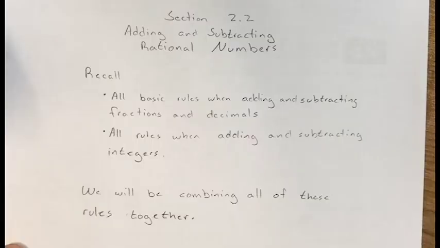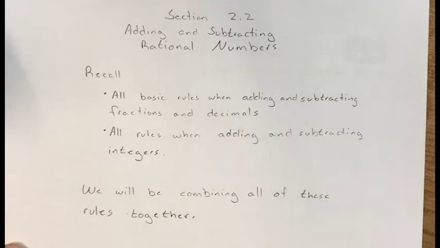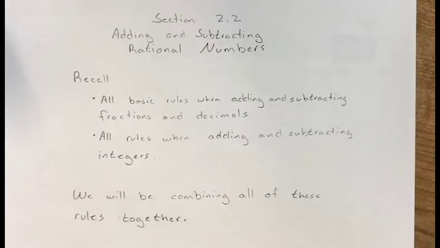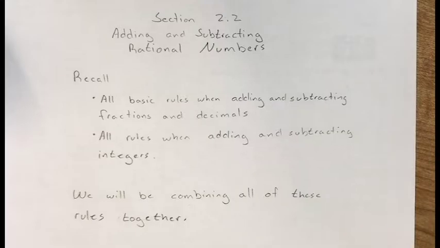This is section 2.2, and in this video we're going to be adding and subtracting rational numbers. Just to give you a little bit of warning, so to speak, I need you to be able to recall all the basic rules when adding and subtracting fractions and decimals, and all the rules when adding and subtracting integers. All of these things are going to be combined together today.